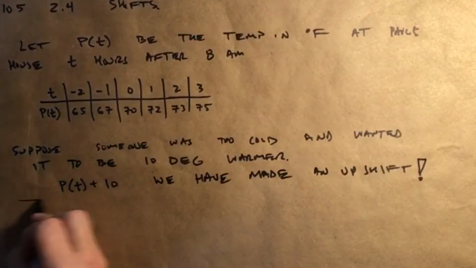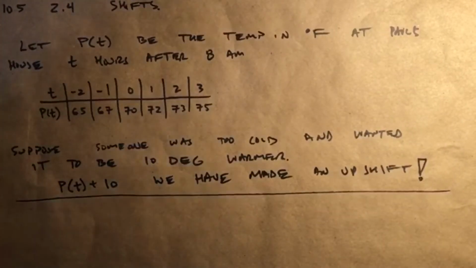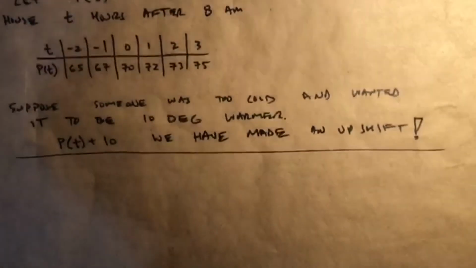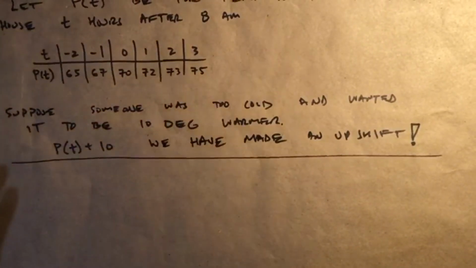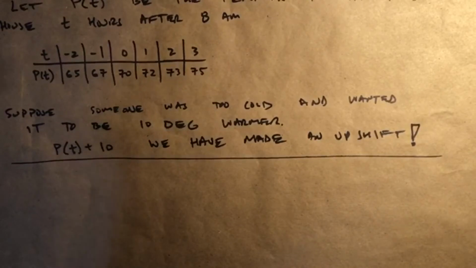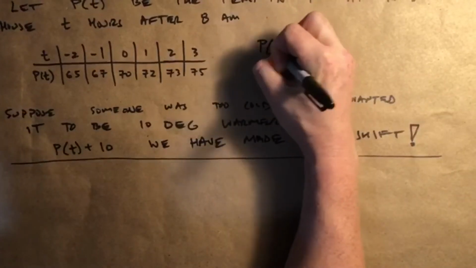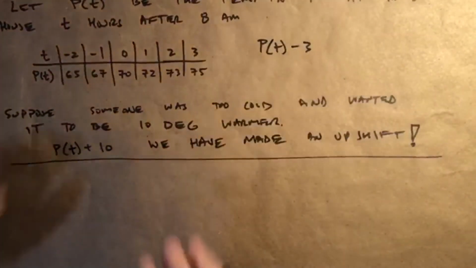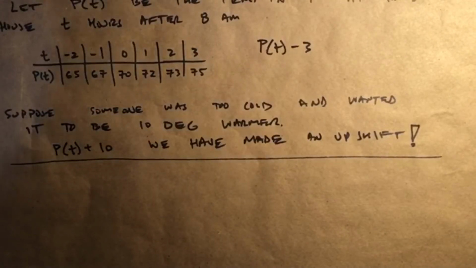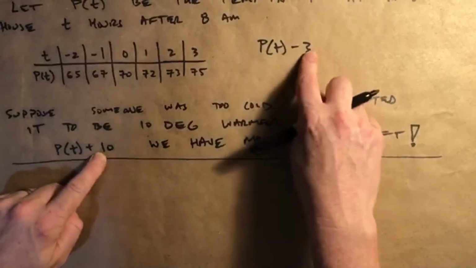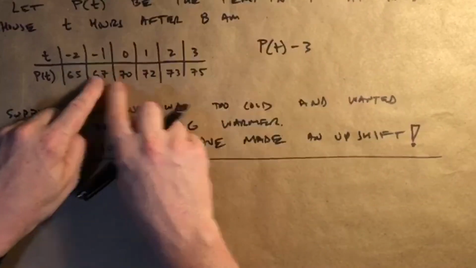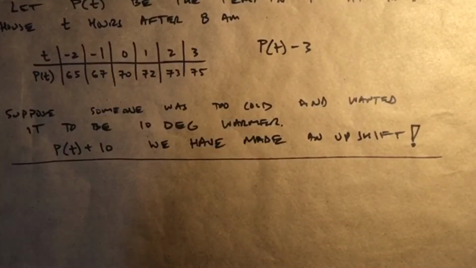You know, we can do the exact same thing when we talk about downshifts as well. Let's say this person is too hot and we want to cool things down by, say, 3 degrees. I could say P of T minus 3, and everything would be downshifted. All of these points would be 3 units lower. When I'm adding or subtracting on the outside of my function, I'm really changing my output value.